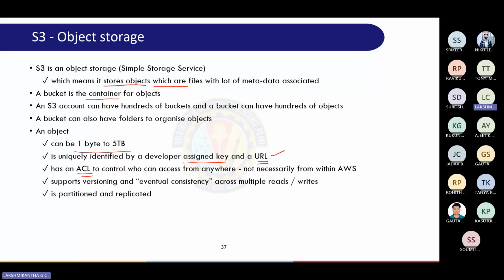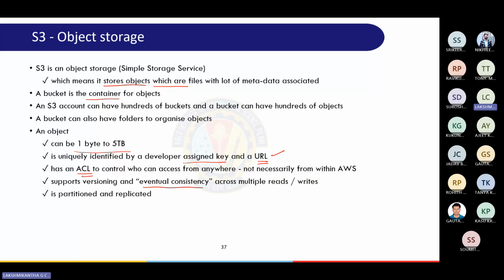So make a note of this, guys. This point is very, very important. I'm talking about eventual consistency. Make a note of this. Guys, S3 uses eventual consistency across multiple reads and writes. Okay, so we will discuss what this means for big data next.